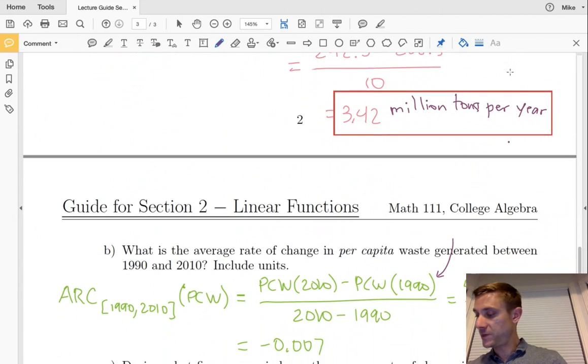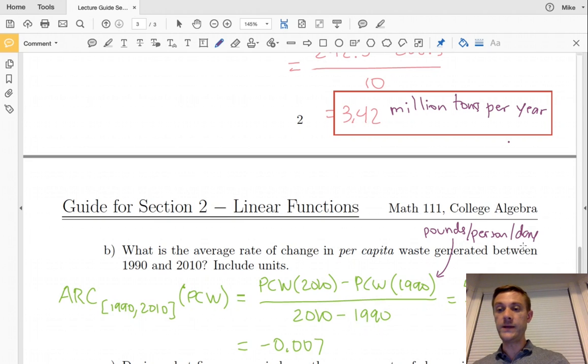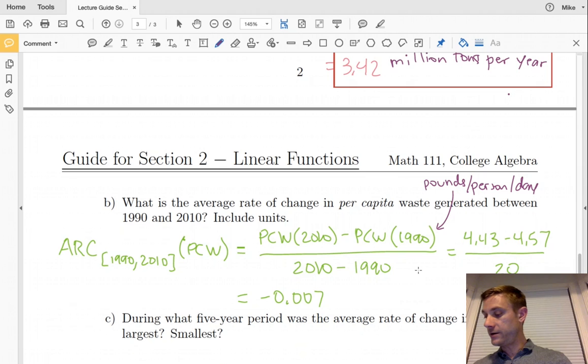Great. Pounds per person per day. So how much each person generates on an average day. And then in the denominator, it's the units of years. So not only do we get the crazy unit of pounds per person per day, we get pounds per person per day per year. So our crazy unit of measure gets even crazier.